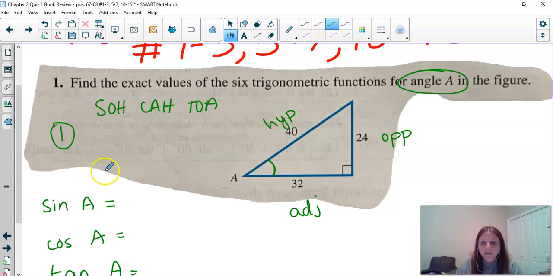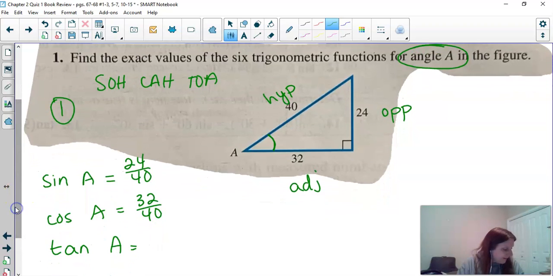Okay, let's start with sine. The sine is the opposite over the hypotenuse, so 24 over 40. And we're going to need to reduce that in a minute. Okay, let's look at the cosine. The cosine is the adjacent over the hypotenuse, and we'll be reducing that as well. And then tangent is opposite over adjacent.